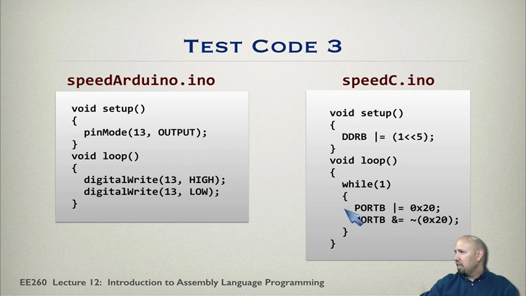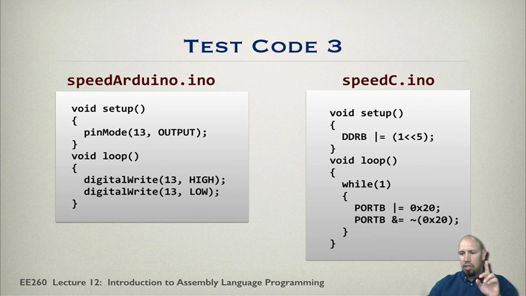So here, what am I doing? I'm setting pin 5 of port B, then I'm resetting or clearing pin 5 of port B, and then I just continue. So I'm setting and resetting, setting and resetting. Here I'm doing it directly using the registers, and I'm doing this in C.